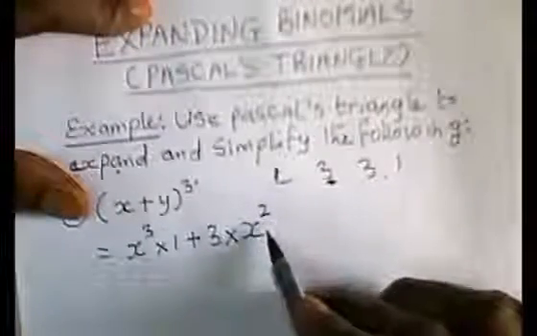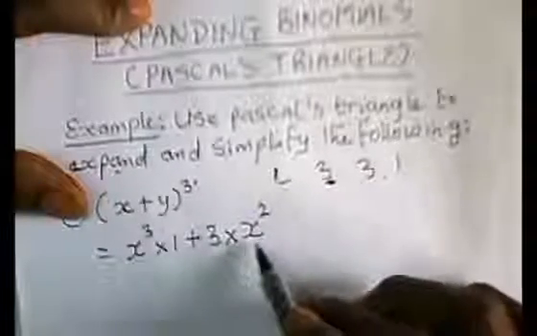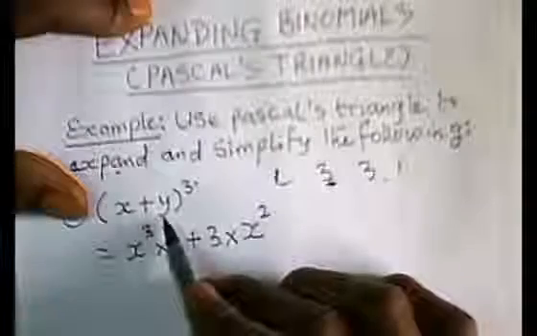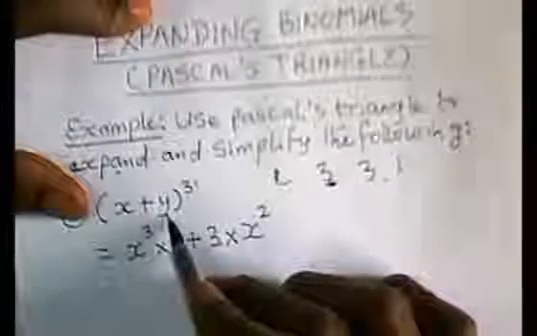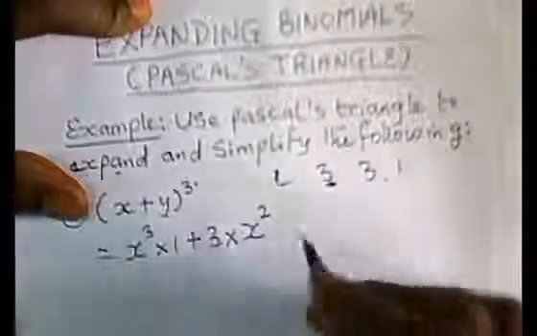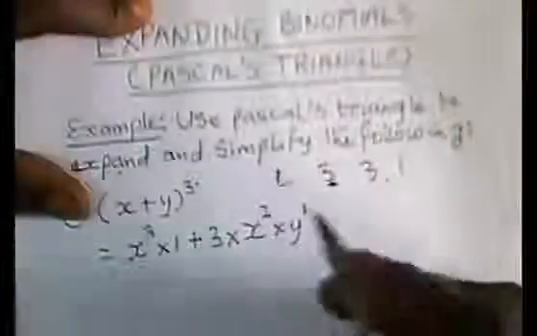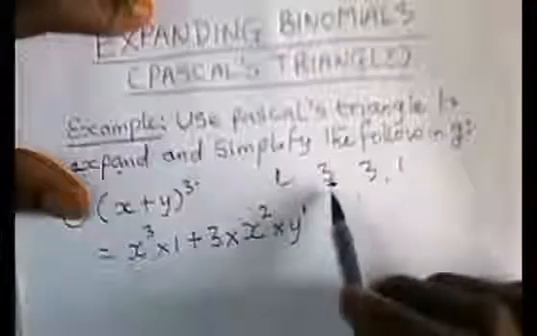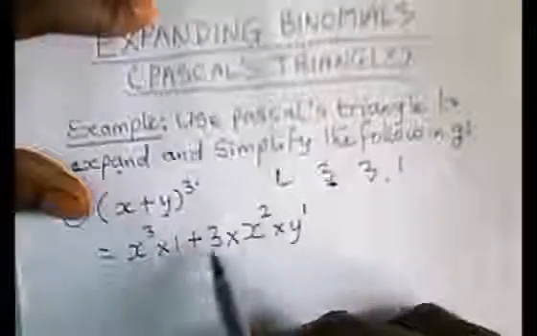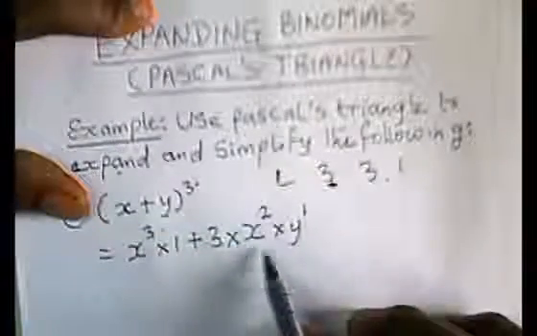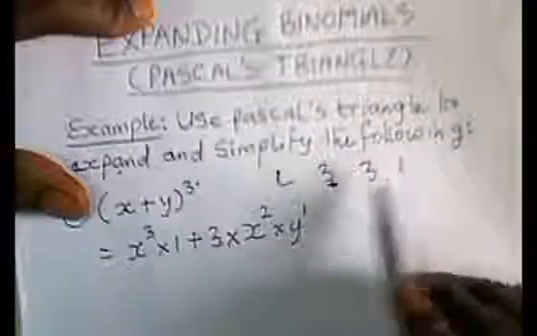x squared. Now at this point, when you are getting the second term, after you've done this, the next thing you do is to come into the bracket and take the second binomial, this second number that is here, which is y, and write it here as y power 1. Now the essence of what you are doing is that the first number that appears here will be reducing, while the second number, when it appears in the second term, will be increasing. And I'm going to show you as we progress in this lesson.